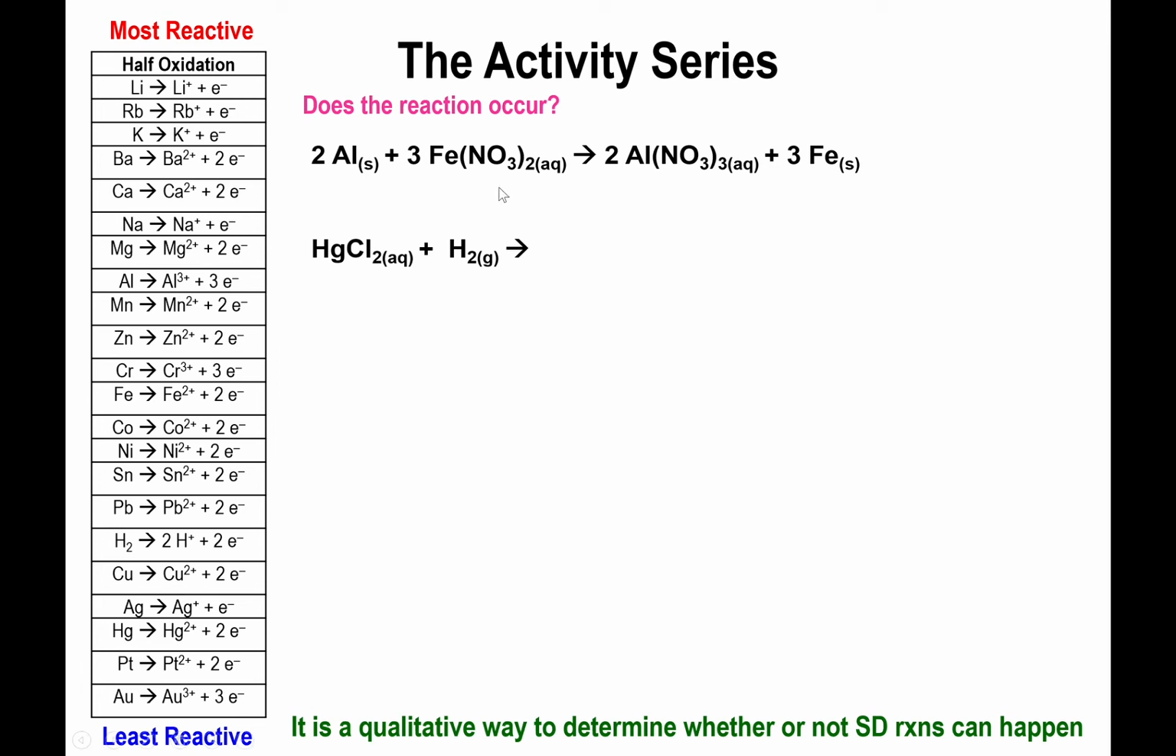If we have mercury 2 chloride reacting with hydrogen, we have the same idea. The element that is by itself and neutral is hydrogen. So we ask ourselves, is hydrogen higher on the list than mercury? And since hydrogen is a lone species, we are going to be exchanging the cation. But is it higher than mercury? If we look at the list, we realize that indeed hydrogen is higher than mercury. So this reaction will actually happen.